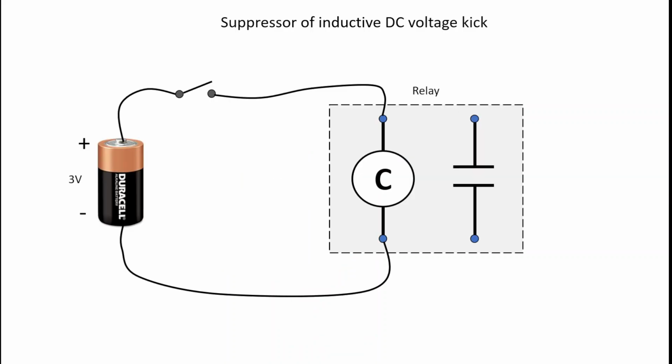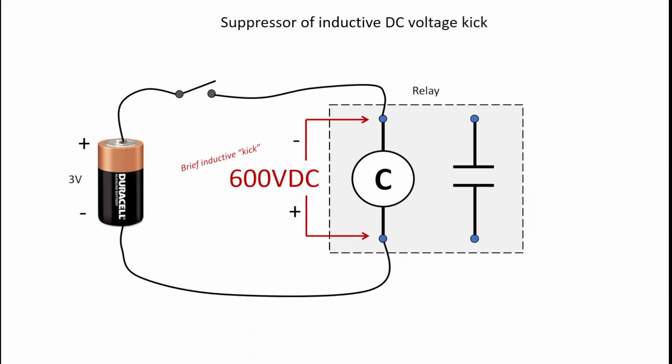There are many different applications for diodes, one of which is suppression of an inductive DC voltage kick. This is a battery that's connected with a switch to the coil of a relay, and the coil is inductive. What's important about that is that when I close the switch, the coil energizes, a small amount of current flows, and the relay contact closes. This is an inductive DC current. And when I open the switch, what will happen is a rapidly collapsing magnetic field in the coil, which will then result in a brief inductive kick of voltage.